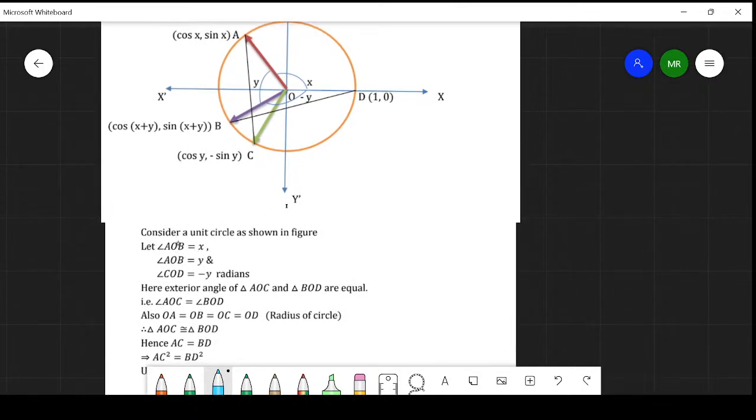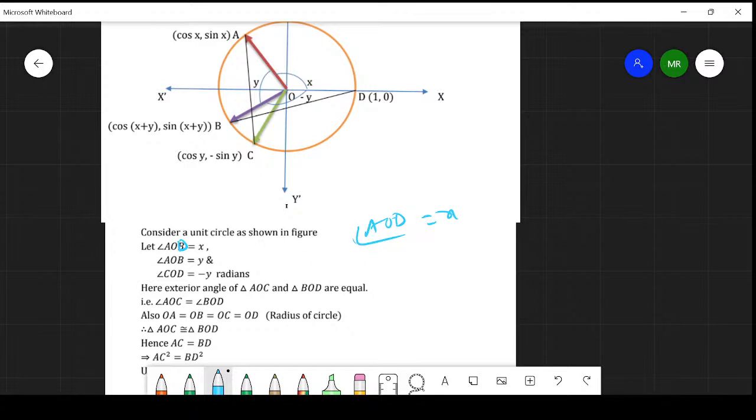This is D here, angle AOD. You can consider angle AOD is equal to x radians. This is not AOB. You understood this one? Angle AOD is equal to x radians. Angle AOB is y radians. Angle COD is minus y radians. Consider the unit circle as shown in the figure. Please convert it into angle AOD is equal to x here.